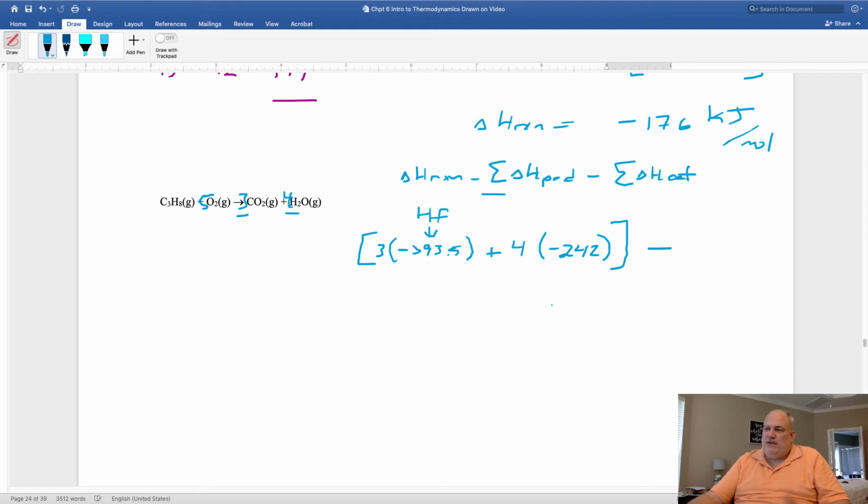So then we have to subtract our reactant side. I obviously didn't budget very much space here. The only thing we have on the reactant side is this and this. So if we look up the C3H8, we only have one of them. So I'm going to subtract 104.